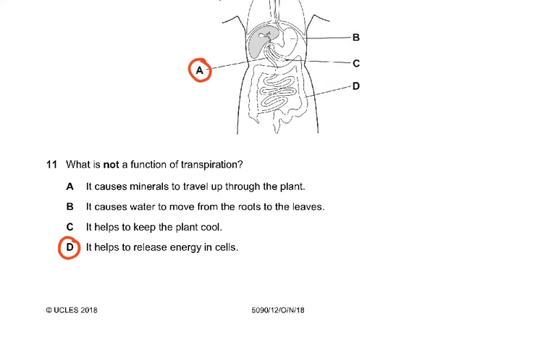Question 11. What is not a function of transpiration? Usually, when you read this question, you do not see the word "not". All these are functions of transpiration. Transpiration causes minerals to travel up through the plant. Transpiration causes water to move from the roots to the leaves. Transpiration helps to cool the plant. So these are all things which it does do.